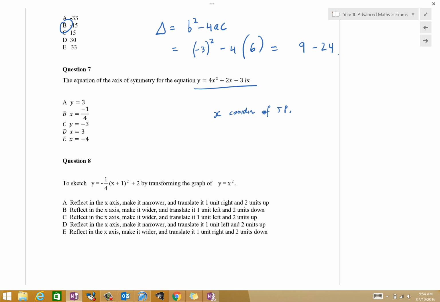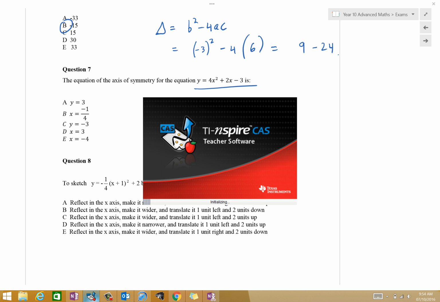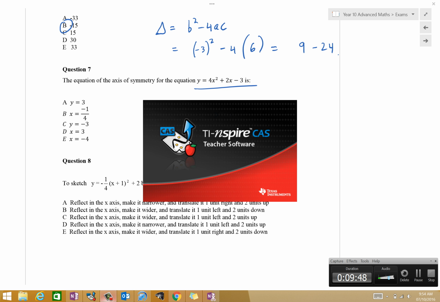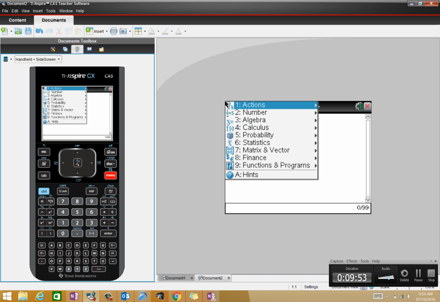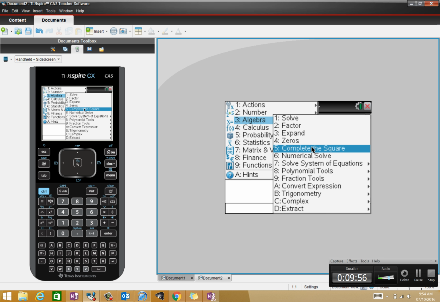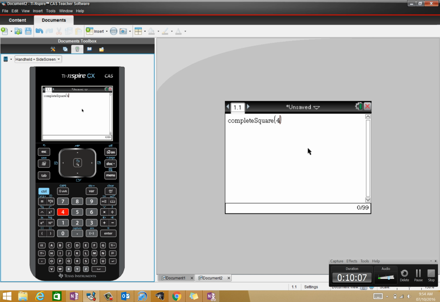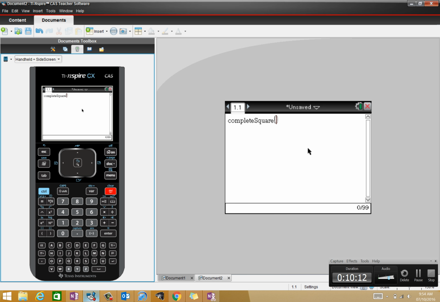4x squared plus 2x minus 3. So, if we go to our CAS calculator, and of course your calculator looks a bit different because my version of the software is a little bit old, but you should memorise the complete the square function. You can either type complete square, or you can go to menu, algebra, complete square. You can press menu 3, 5. That's a nice quick way of doing it. And then you put in your function, which is 4x squared plus 2x minus 3.